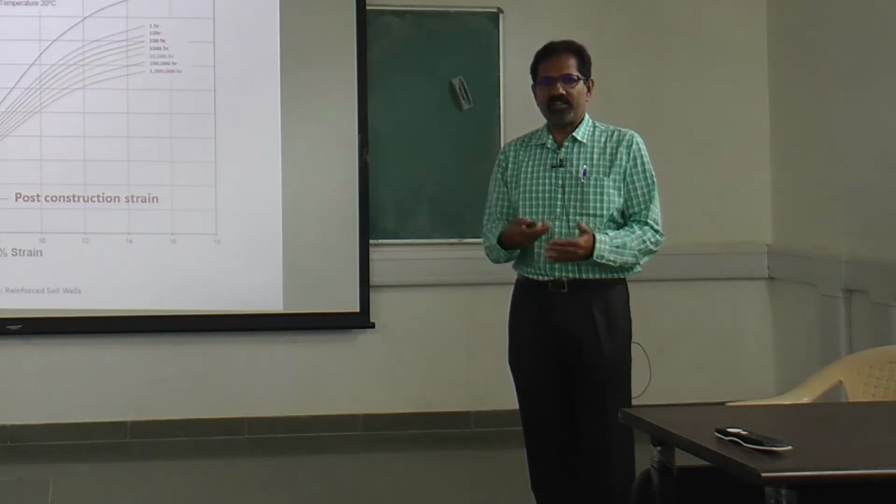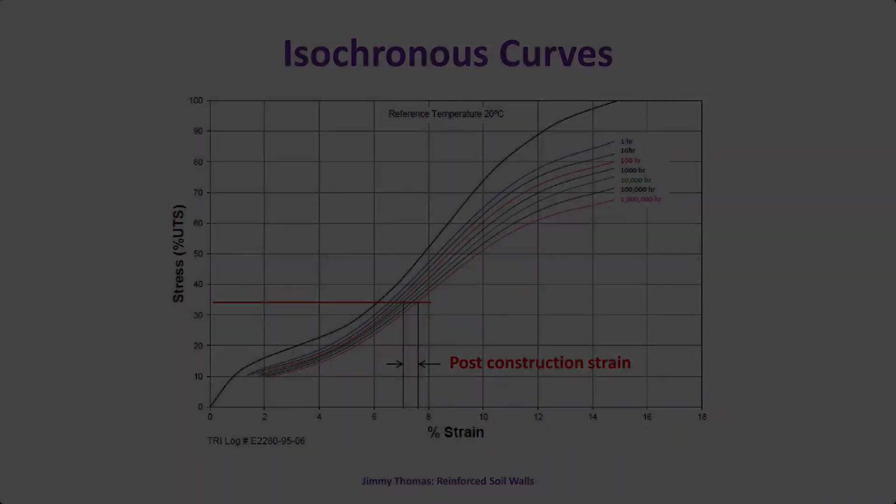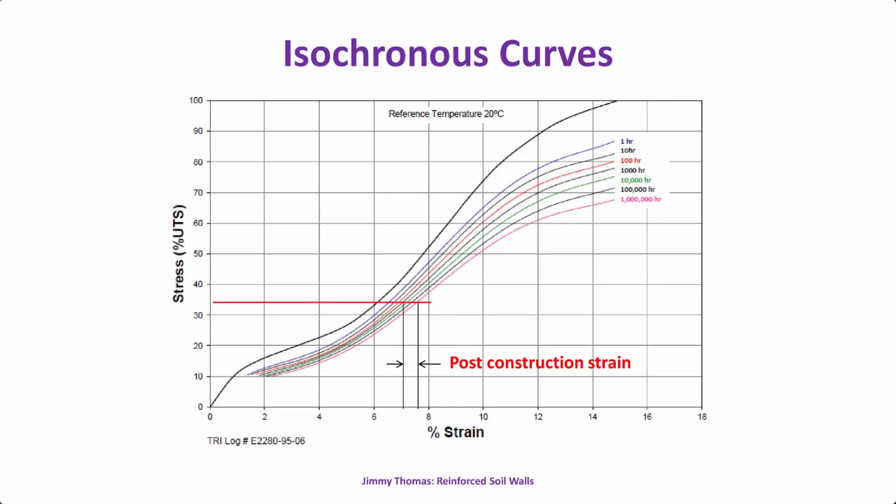So the code limits that 1% post-construction strain. Let us say my construction takes about 1000 hours. So I come to this line. Normally, if I apply all the reduction factors, our actual tension on the reinforcement will be something like between 30 to 35% of the ultimate tensile strength. So I have put this line, I come here. And what is my design life? Let us say this is 114 years. So this will be my post-construction strain. So I have to ensure that this is within the permissible limit.